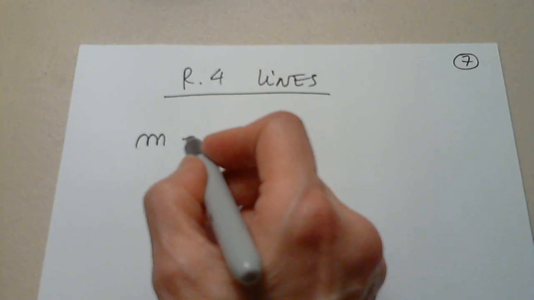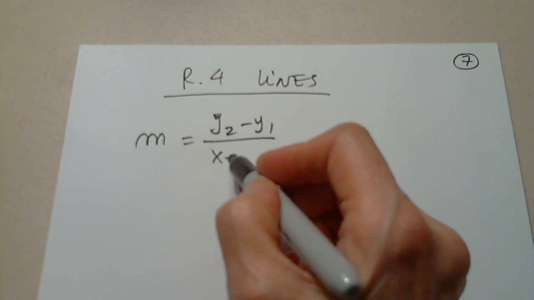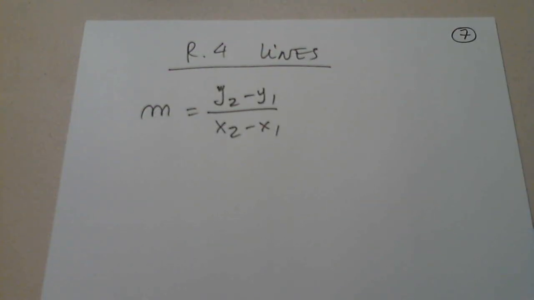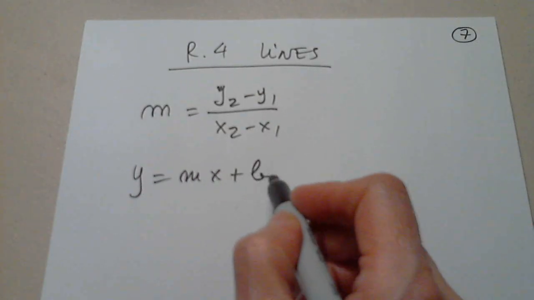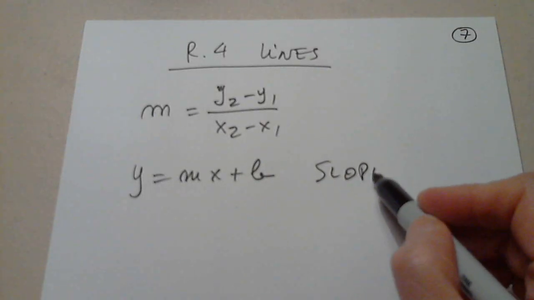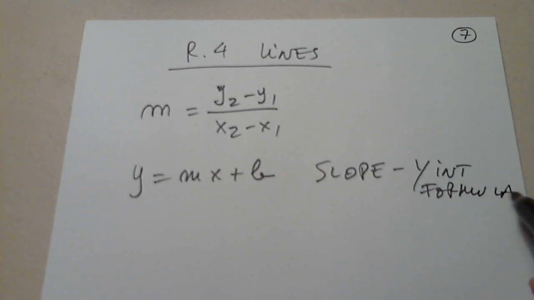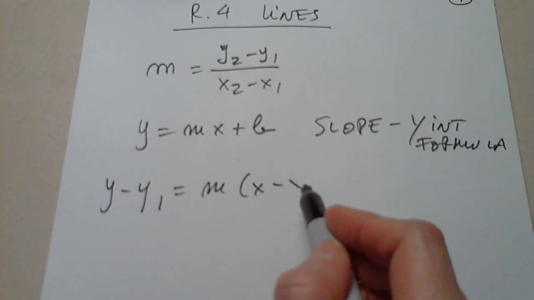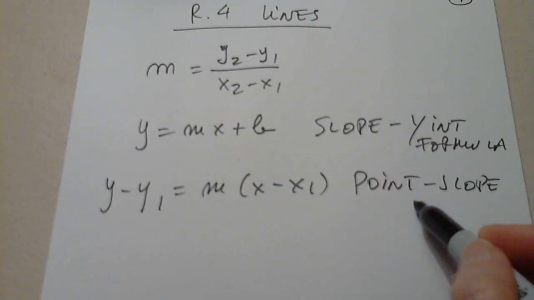First of all, the slope formula, which we already used several times, y2 minus y1 over x2 minus x1, which is also the average rate of change. Oh, I'm sorry, I'm sharing and I wanted you to see this. y equals mx plus b, which is the slope-intercept formula. And we have y minus y1 equals the slope times x minus x1, which is the point-slope formula.